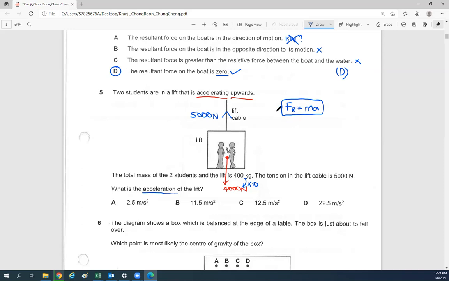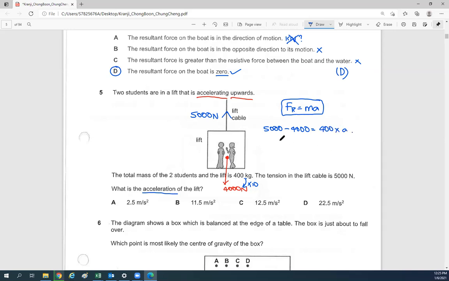Okay, the resultant force is this fella minus this fella. So I just need to take the blue area minus the orange area. Then I'll find out the area of the shaded region.